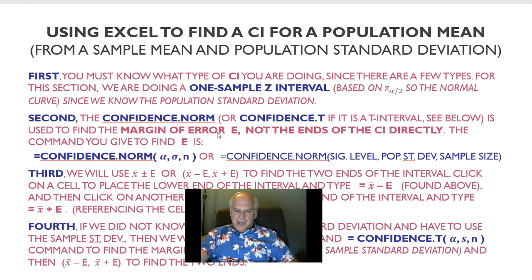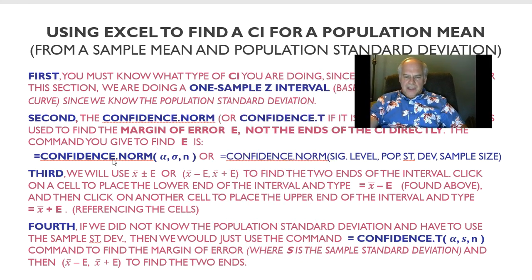But you'd use this to find the margin of error. So this is like a one-step way to find the margin of error rather than multiple steps like we did before. Now the confidence.norm command needs you to tell it the significance level or the alpha level, which is 1 minus the confidence level. So 0.05, for example, would be a common one. And then the population standard deviation sigma, and then the sample size. So I've got it in words over here.